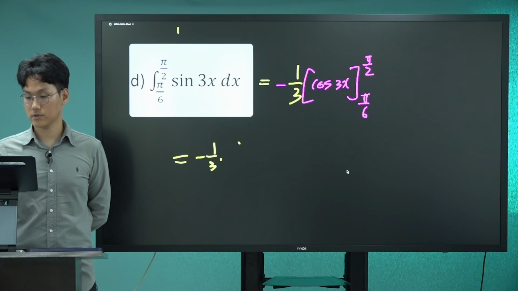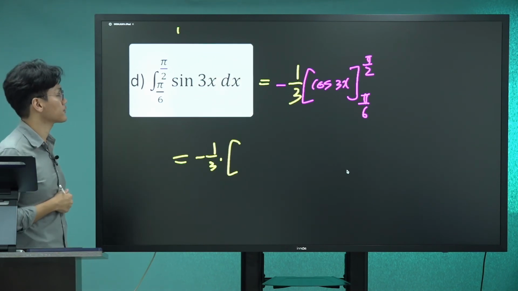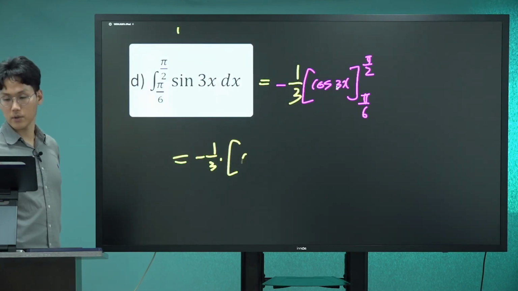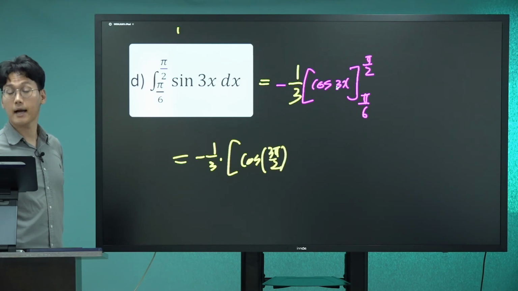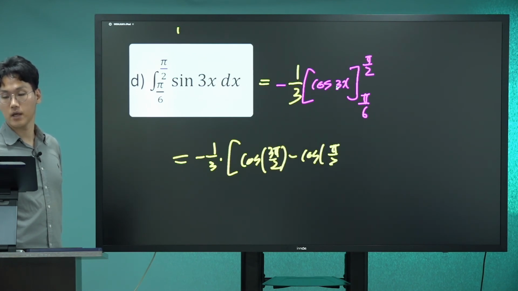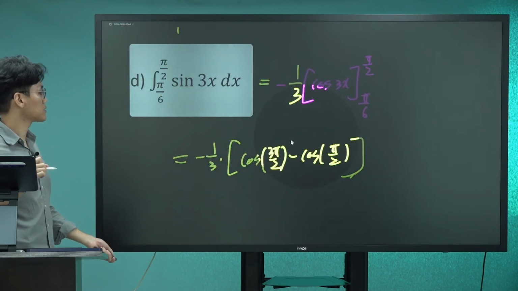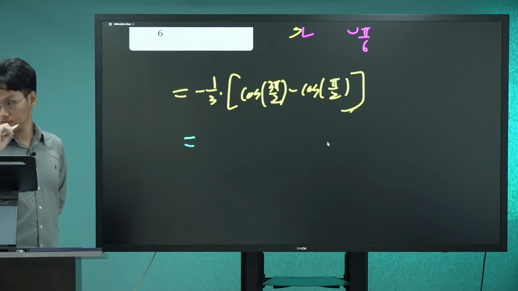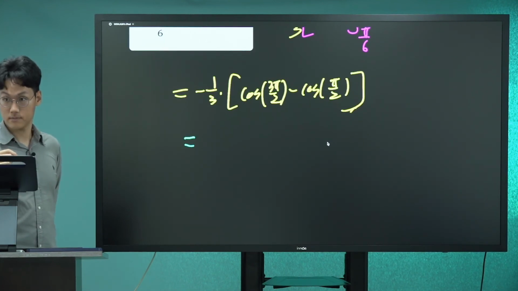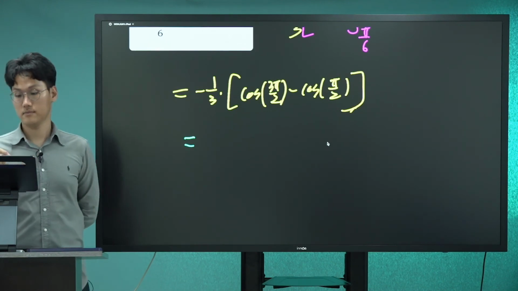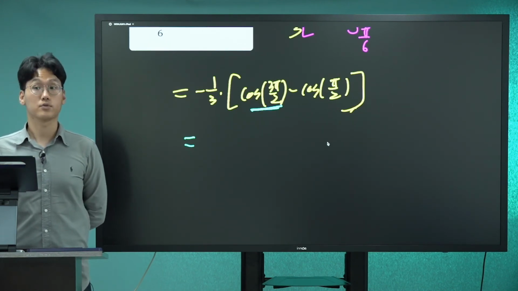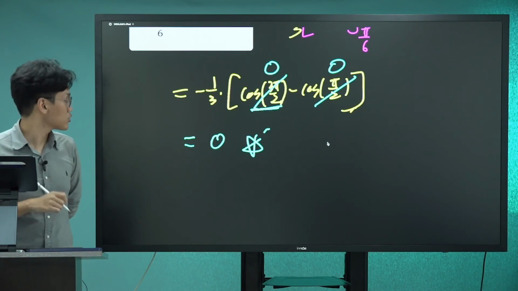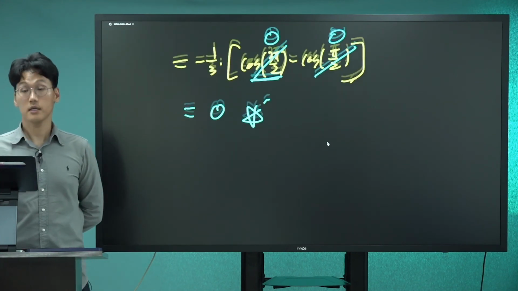Therefore, this is going to be the same as negative 1 over 3 times, and who do we put first? Do we put pi over 2 first or pi over 6 first? Yes, I'm going to put pi over 2 first, isn't it? So it's going to be cosine 3 pi over 2 minus cosine pi over 2. And I want you to tell me, what does it mean by cosine 3 pi over 2 and cosine pi over 2? What's cosine of pi over 2? Yes, it becomes a 0. Right? Therefore, they all become 0. Good? You see, so this is how we can evaluate the definite integral.